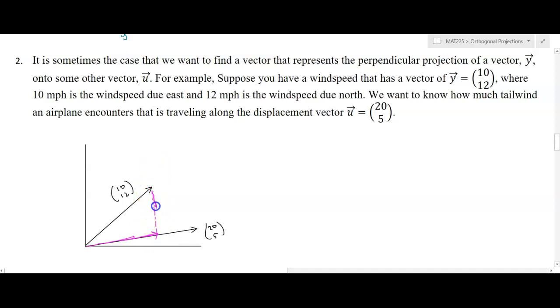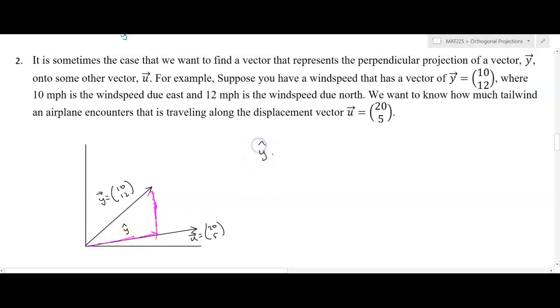So there is, in fact, some wind that is going directly upwards, and there is some that is going directly against the tail of the plane. So this is my y vector. This is the one that I'm trying to project. This is my u vector that I'm trying to project down onto, and this y hat vector will be my wind speed in the direction of the plane.